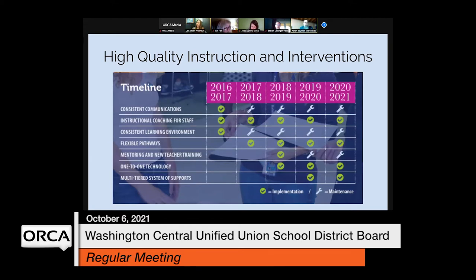Our timeline here, you can see that for 2020 and 2021, I think we might have the most green check circles for implementation, still things that we are working on. And instructional coaching, again, increased coaches this year, flexible pathways, one-to-one technology, I would say, is pretty strong for our staff and students. And then multi-tiered systems of supports are ones that we are still working towards.